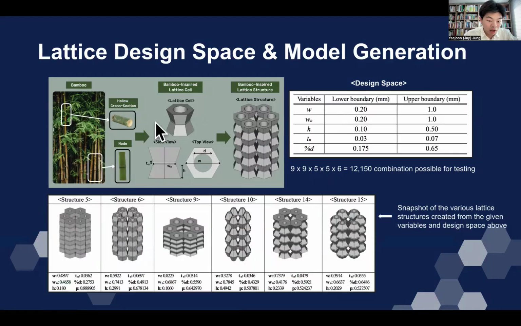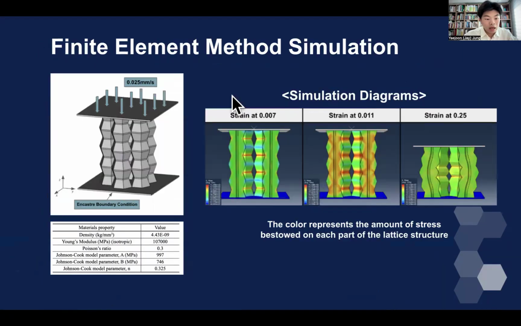I was inspired by the hollow cross-section of the bamboo and the nodes of the bamboo. And here is a sample lattice structure. The first method that I used was finite element method simulation. By using these material properties, I was able to simulate how a titanium implant would react under certain strain conditions.